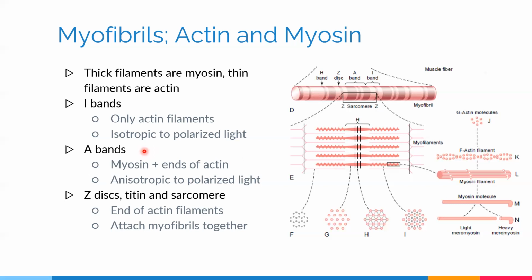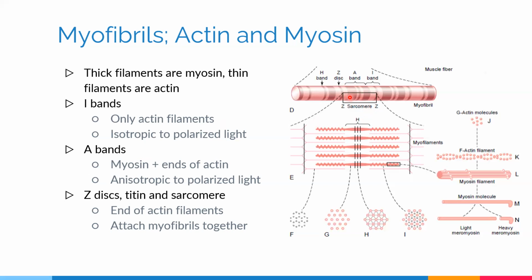So next we have A bands. A bands are these thicker bands that are present right here, made out of the ends of the actin filaments as well as the myosin present in the middle, and thus the myosin forms the thicker band that we can see right here. A bands, on the other hand, are anisotropic to polarized light.